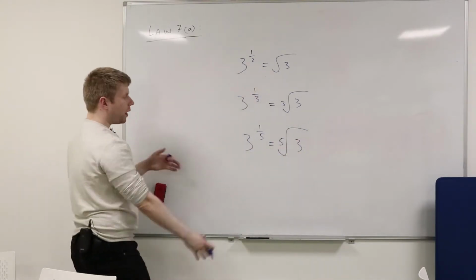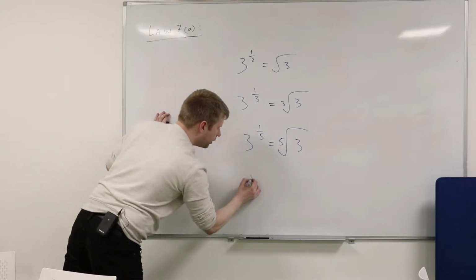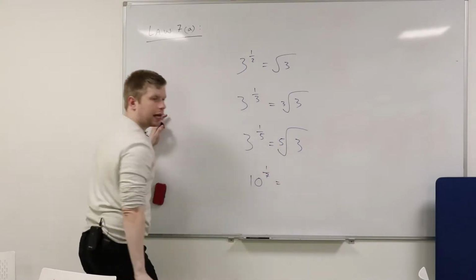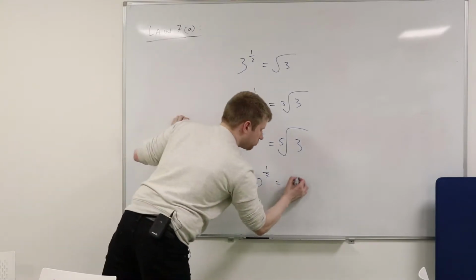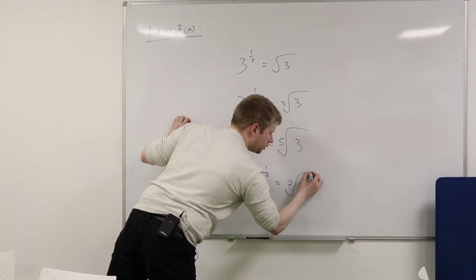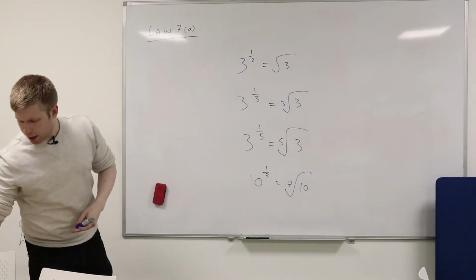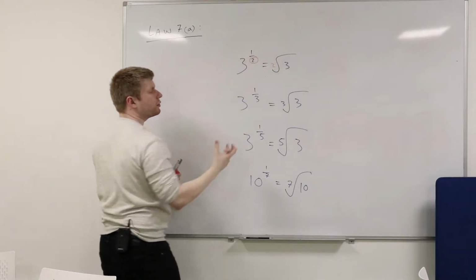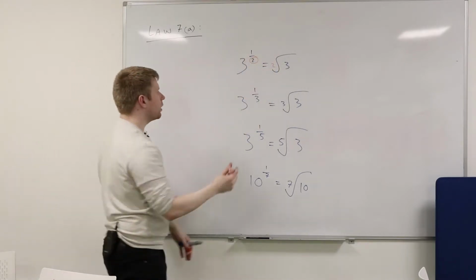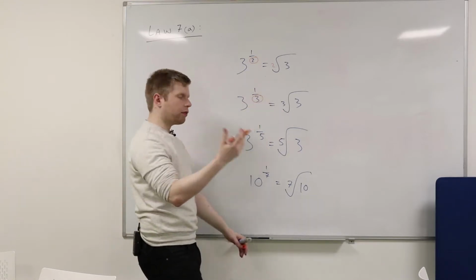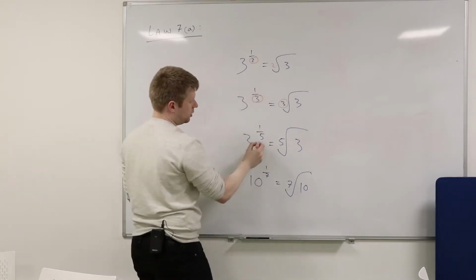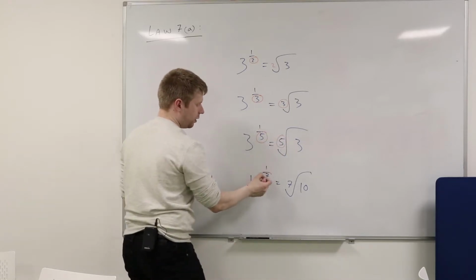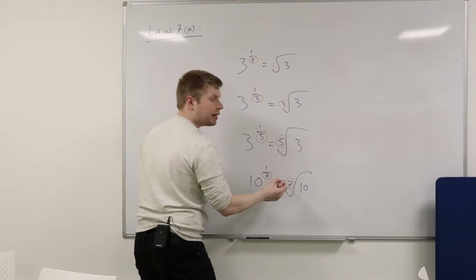Yeah. What about, let's change the 3 to a different number. Let's take 10 to the power of a seventh. What's that the same as? Yeah, the seventh root of 10. Do you get the idea? So I am looking at this denominator, and this effectively becomes the nth root which I'm taking. Here I have a denominator of 3, that became the 3rd root. Here I had a denominator of 5, that became the 5th root. There I had a denominator of 7, that became the 7th root.